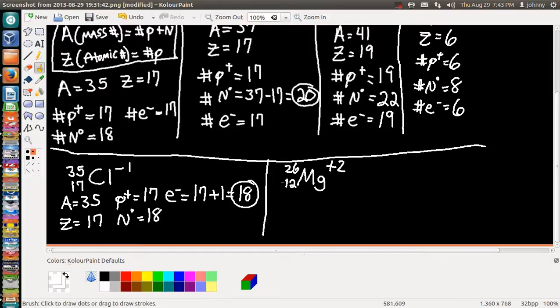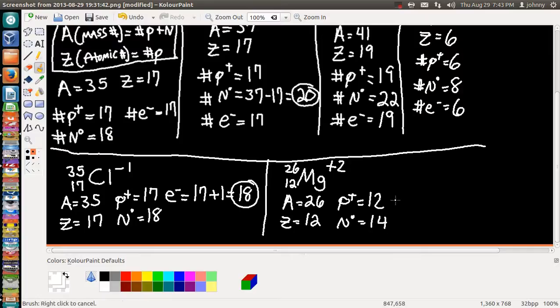Okay. Now let's fill in the values that we know. Our A value is 26. Our Z value, which is our atomic number, is 12. Mass number is 26. Atomic number is 12. So our proton amount is 12, because that's our Z value. Our neutron amount is 26 minus 12, which is 14.